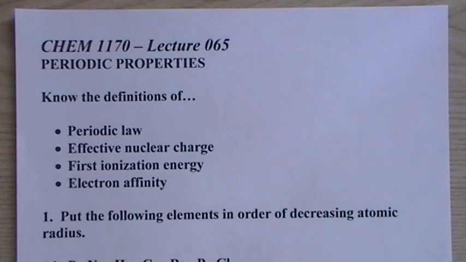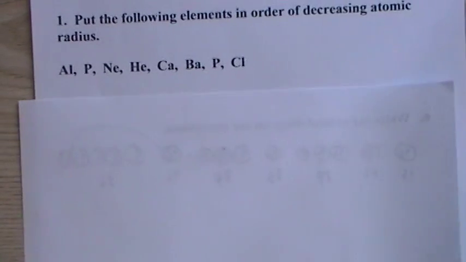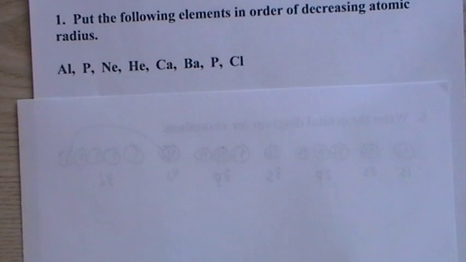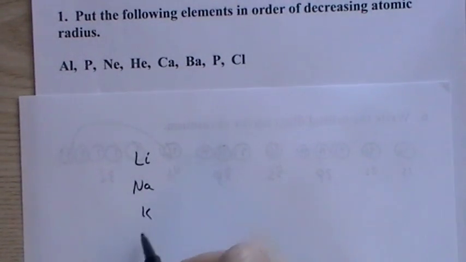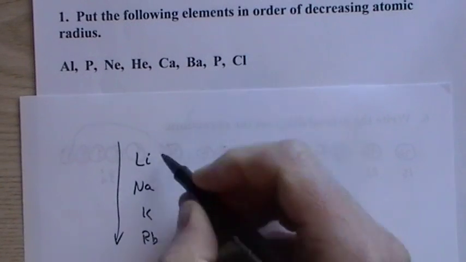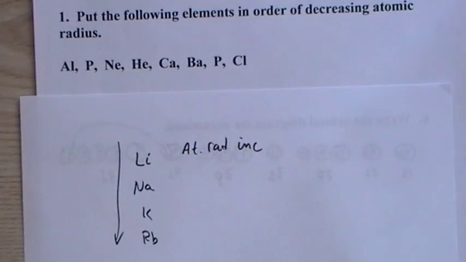Okay, periodic properties or trends. So put the following elements in order of decreasing atomic radius. Now before we get there, we know that going down a group, lithium, sodium, potassium, rubidium, the atomic radius increases as we move down a group.